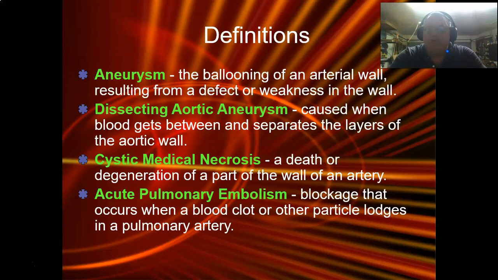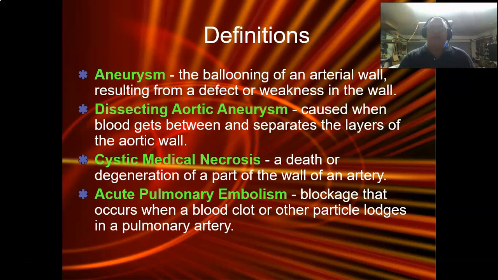A dissecting aortic aneurysm is when blood gets in and separates the layers of the aortic wall. It hasn't completely torn the vessel yet. Okay, so that's the good news: if it is dissecting, and we get them to the surgeon in time, they can graft it and repair the vessel break. But again, it's a dissecting aortic aneurysm. Cystic medial necrosis is the death of the wall of an artery. Again, this happens usually due to a plaque burst, or the tissue actually dies in that area.